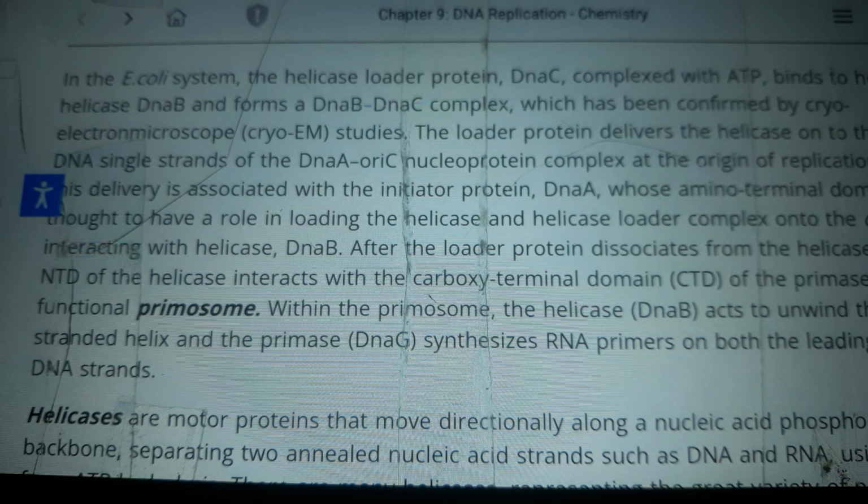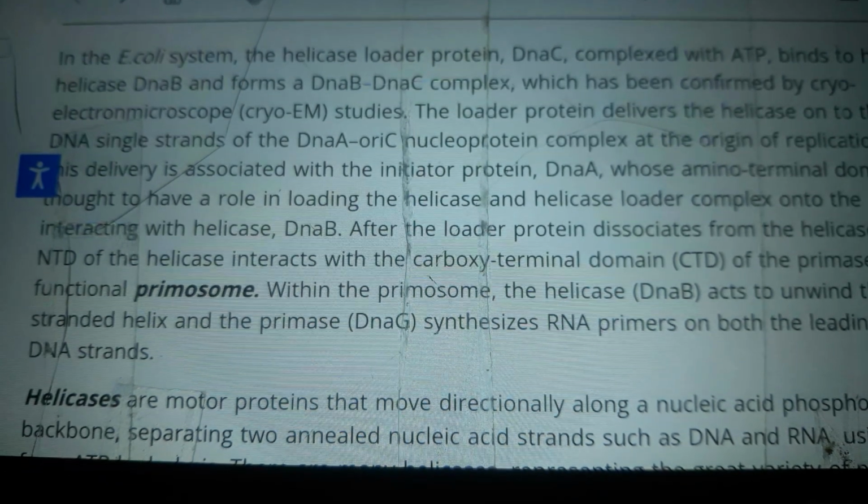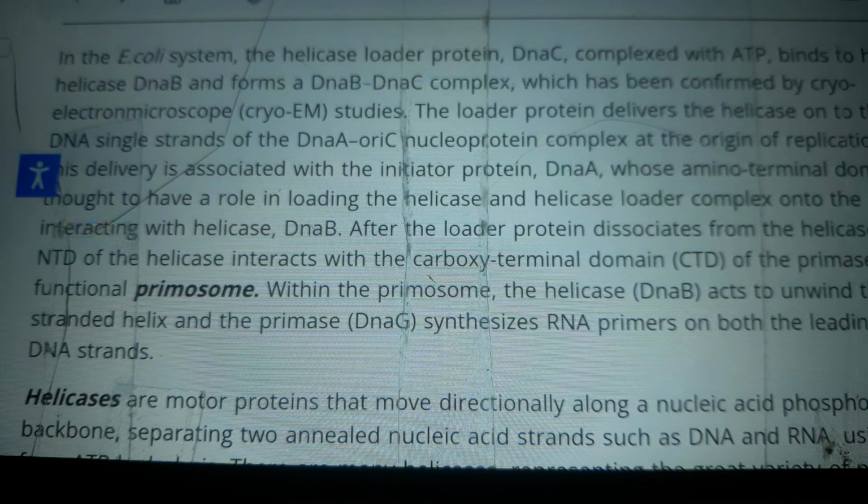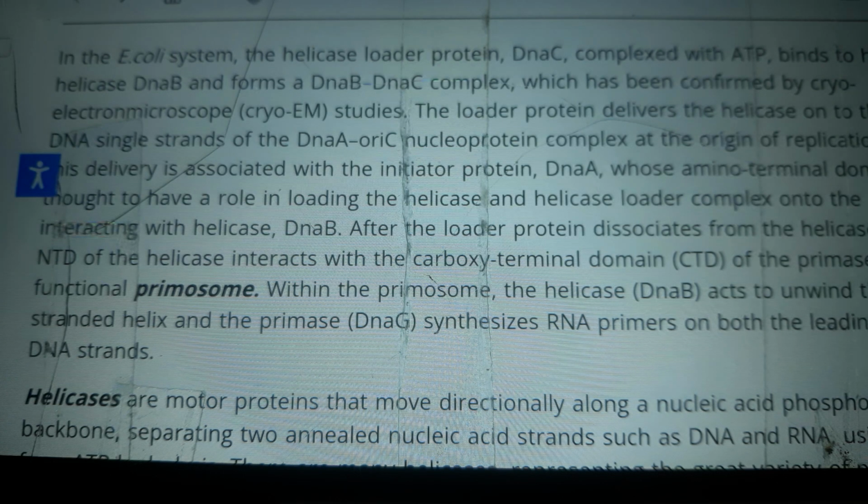The loader protein delivers the helicase onto the melted DNA single strands of the DNA-A ORIC-C nucleoprotein complex at the origin of replication in vivo. This delivery is associated with the initiator protein, DNA-A, whose amino terminal domain NTD is thought to have a role in loading the helicase and helicase loader complex onto the ORIC-C by interacting with helicase DNA-B.